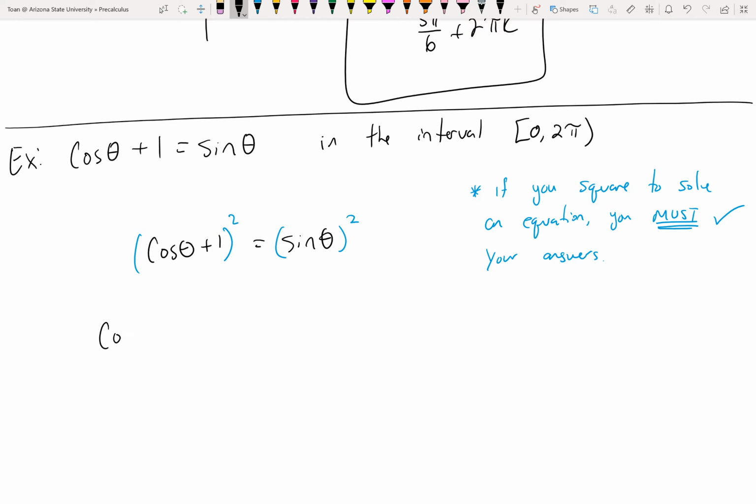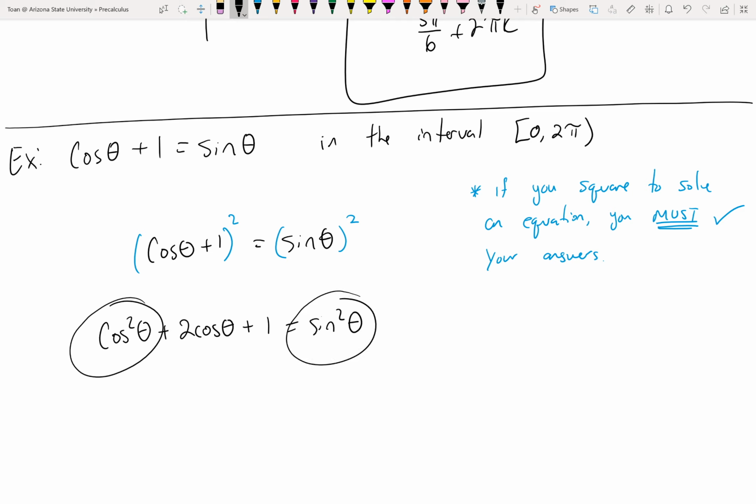So the left-hand side becomes cosine squared plus 2 cosine plus 1 equals sine squared. And then what can I do? I still have a problem of having sines and cosines together. Now, it looks like we can use Pythagoras' identity. We have a cosine squared and sine squared, but they're on opposite sides. It only works if you have cosine squared plus sine squared, and then we're going to have to subtract something, so that's not going to work out.